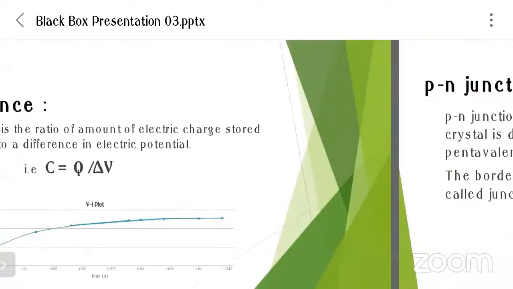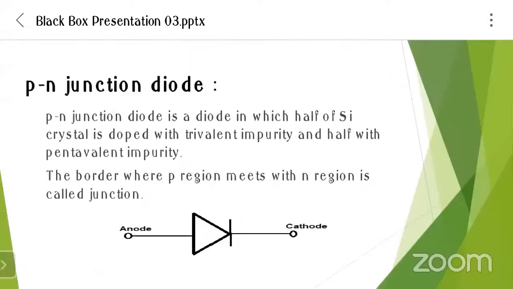PN junction diode. A PN junction diode is a diode in which half of the silicon crystal is doped with the trivalent impurity and half with the pentavalent impurity. The border of the P and N regions is called the junction. You can see the symbol of a PN junction diode in forward bias mode on the screen.